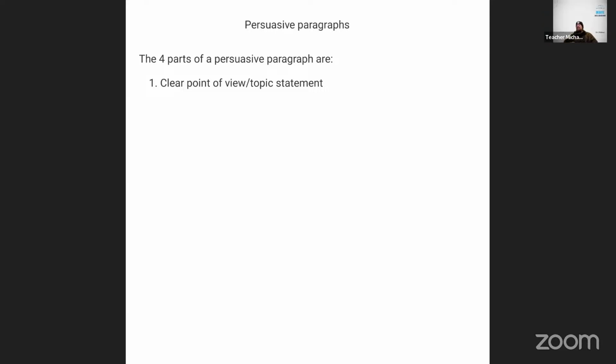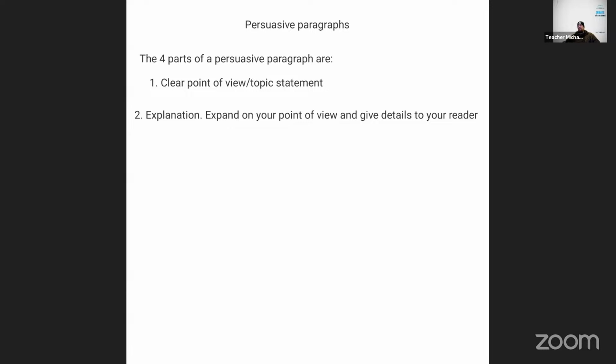Okay. Next, we need an explanation. So we need to expand on our point of view. And this is the bit where we give the reader all of the details that we want. After that, what do we think we need to provide? What do we need to provide to strengthen our argument?